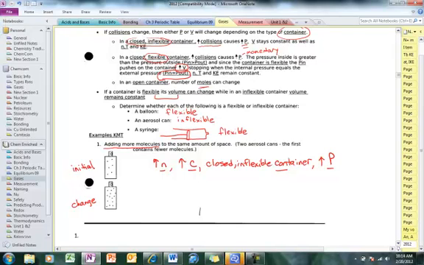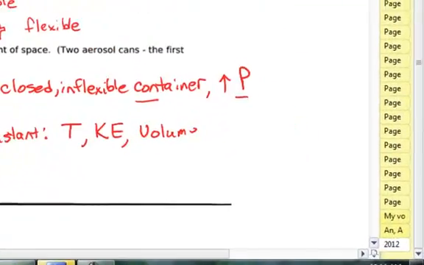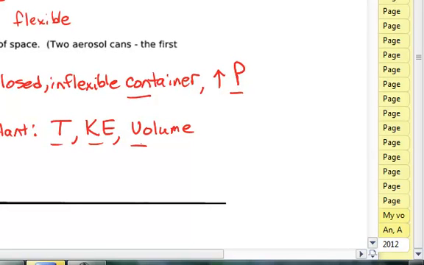There's 3 variables I didn't mention. I didn't mention them yet because they remain constant, but they have to be mentioned that they do remain constant. The temperature didn't change, therefore the kinetic energy didn't change, and the volume didn't change either. So now, here I have my 7 variables of the kinetic molecular theory mentioned, explaining why adding more molecules of gas to an aerosol can increases the pressure.